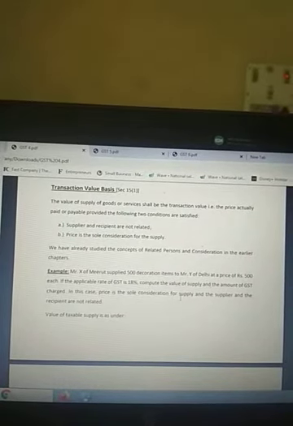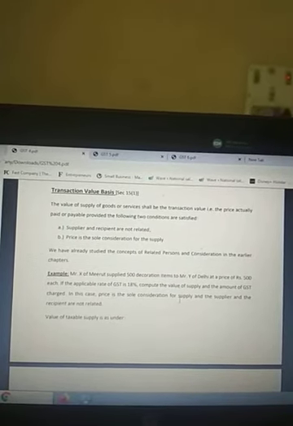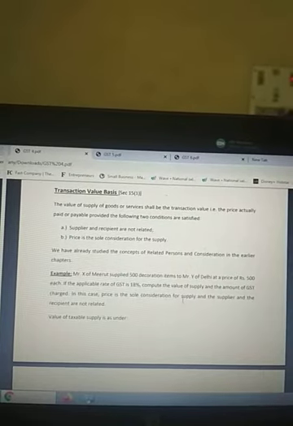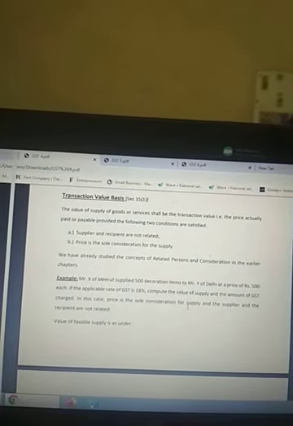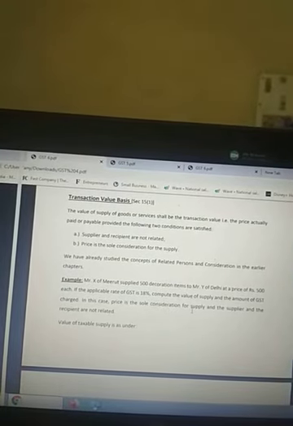Transaction value basis, Section 15, subsection 1. The value of the supply of the goods or the services shall be the transaction value, that is, the price actually paid or payable, provided the following two conditions are satisfied. Supplier and recipient are not related. Price is the sole consideration for the supply. We have already studied the concept of related person and consideration in the earlier chapters.